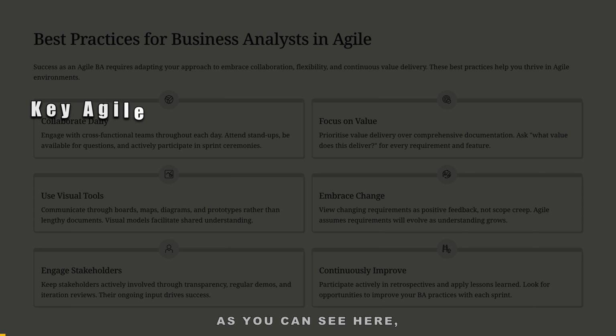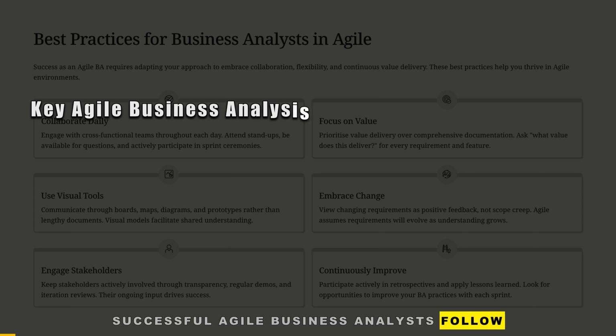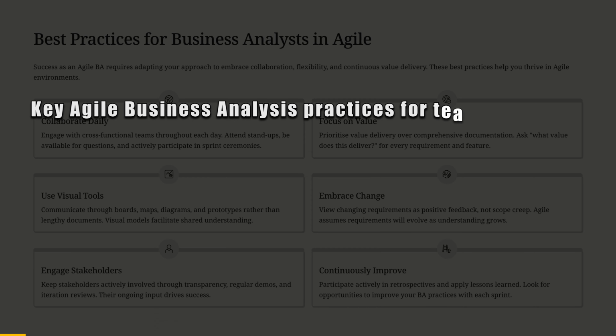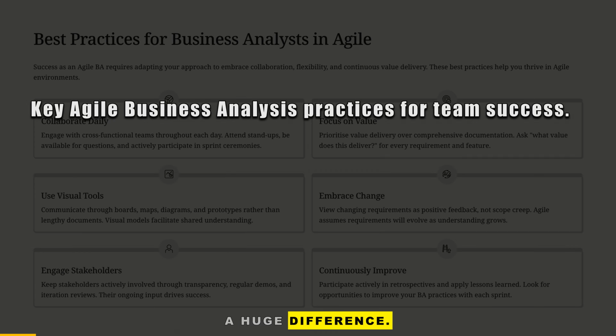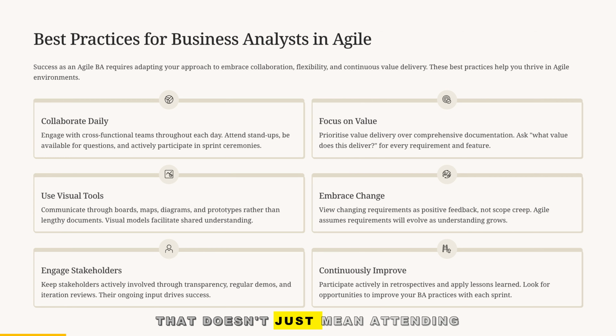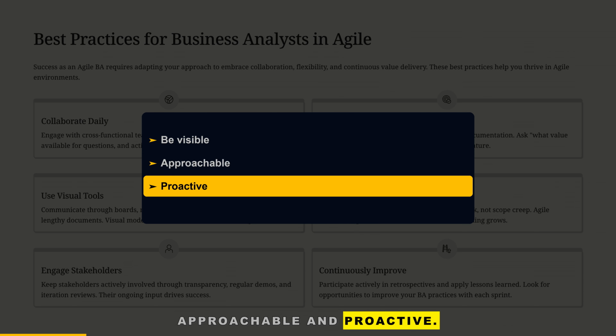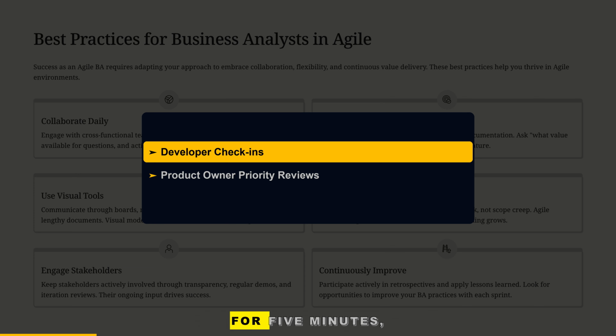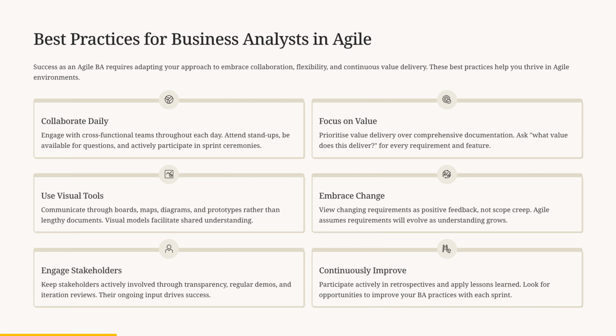As you can see here, successful Agile business analysts follow a few timeless best practices, small actions that make a huge difference. Collaborate daily. Agile thrives on communication. That doesn't just mean attending meetings, it means being visible, approachable, and proactive. Check in with your developer for 5 minutes, or review priorities with the product owner mid-sprint. Those small touchpoints keep alignment strong. Focus on value.